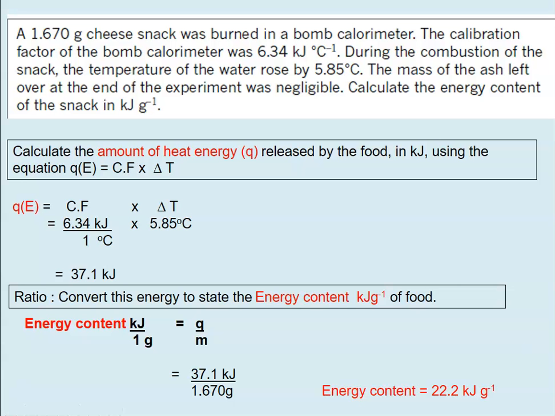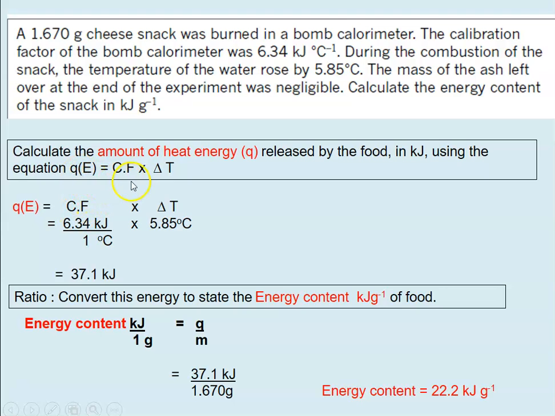So if we do an example, we've got this much of a cheese snack and it's been completely combusted in a bomb calorimeter. The calibration factor was this. During the combustion of the snack, the temperature of the water rose by that amount. So you've calibrated your calorimeter, and you know that for every 1 degree you need that many kilojoules, and when you've done your food, you've got 5 times that amount. So calculate the energy content in kilojoules per gram.